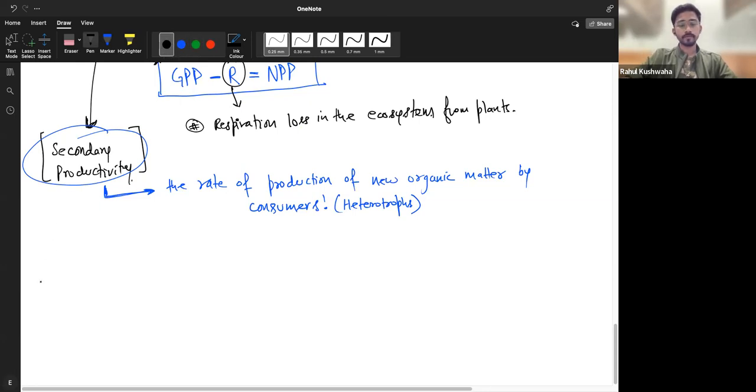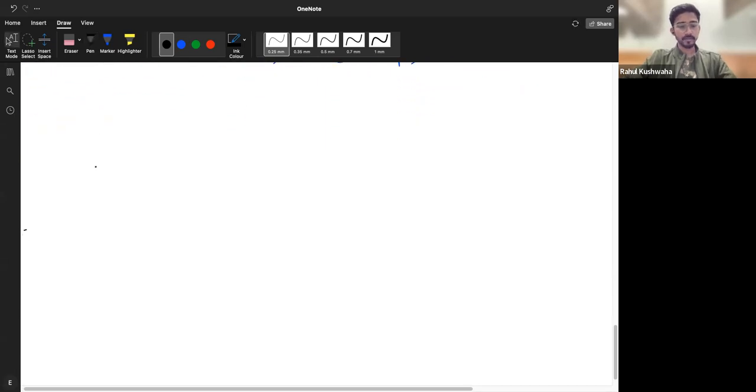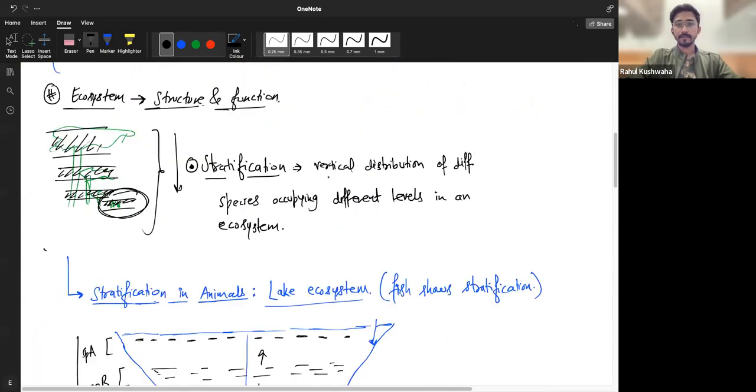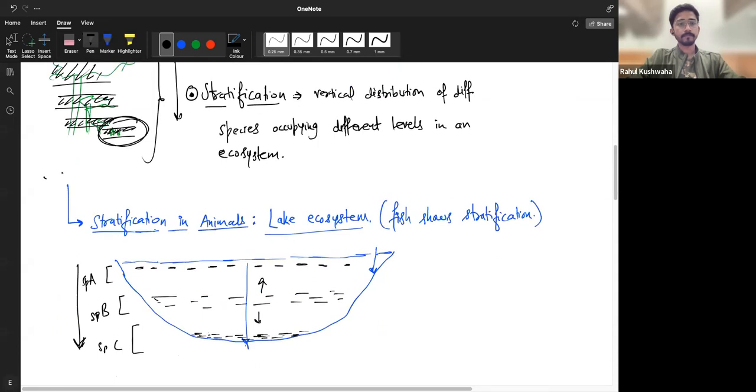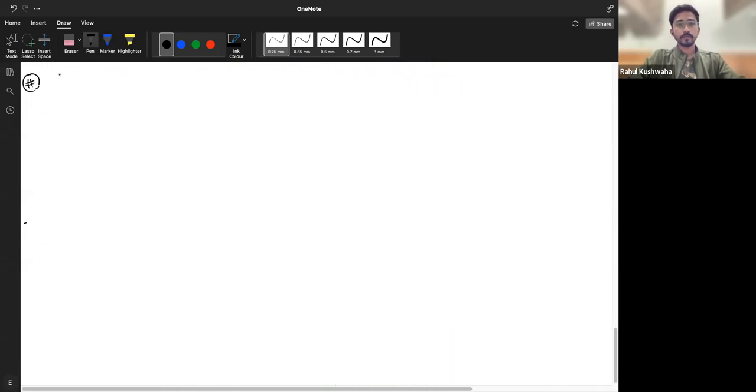So today we'll start from here. Productivity is done. The next thing that we have to focus on is how decomposition happens in an ecosystem.